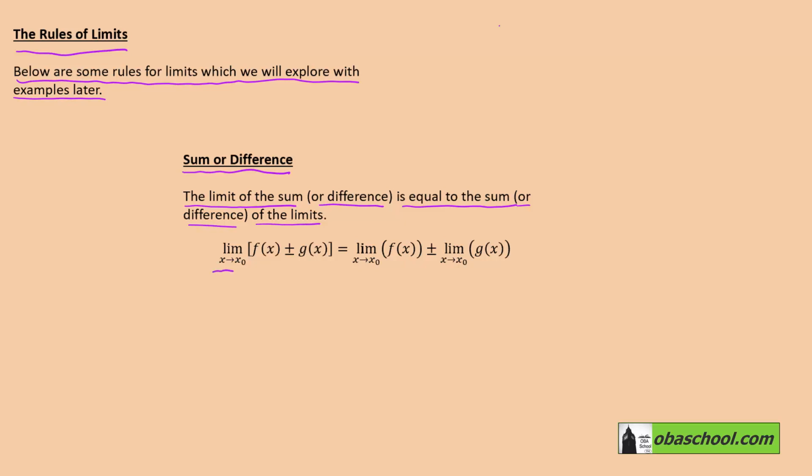So if we have the limit as x tends to some value x0, for example, x tends to 3, of f of x plus g of x, that would be equal to the limit of f of x as x tends to the same value, added to the limit of g of x as x tends to the same value. And the same is true for the minus. If it's f of x minus g of x, then it would be the limit of f of x take away the limit of g of x. So the limit of the sum is equal to the sum of the limits.